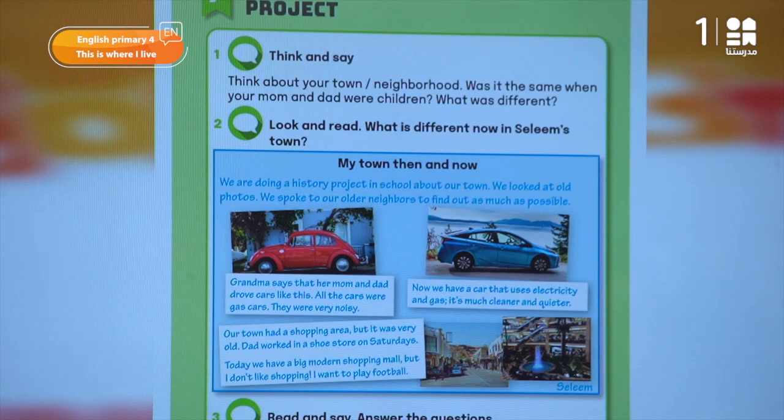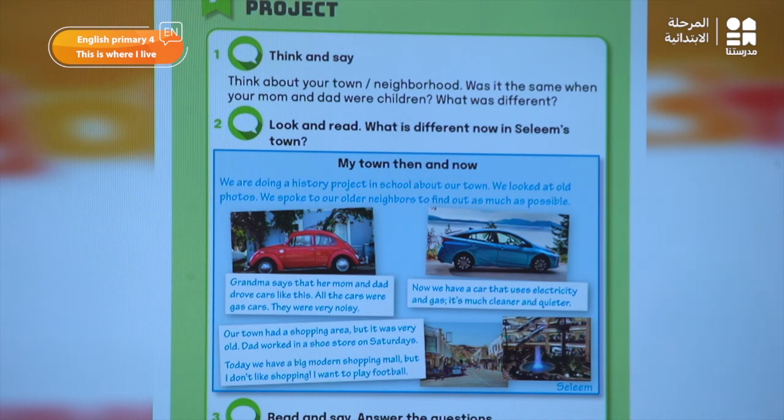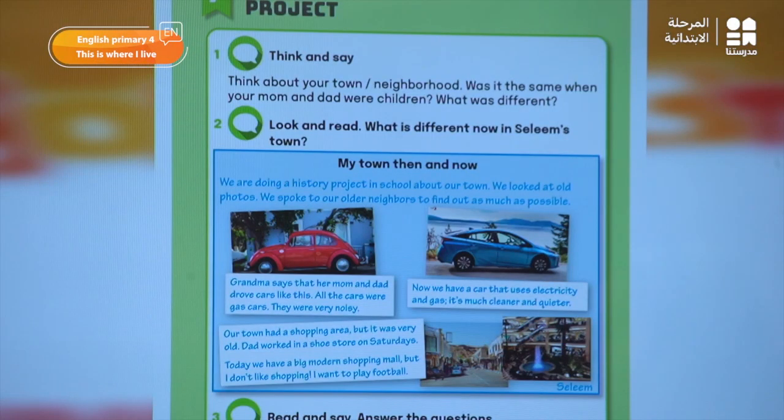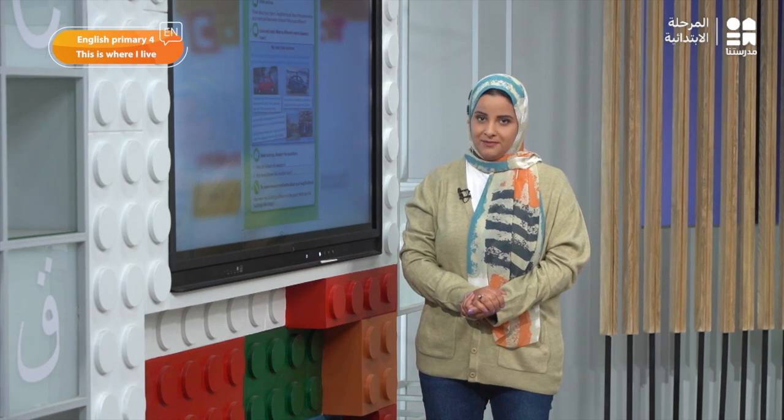Grandma says that her mom and dad drove cars like this. All the cars were gas cars. They were very noisy. Now we have a car that uses electricity and gas. It's much cleaner and quieter. Our town had a shopping area, but it was very old. Dad worked in a shoe store on Saturdays. Today we have a big modern shopping mall, but I don't like shopping. I want to play football.